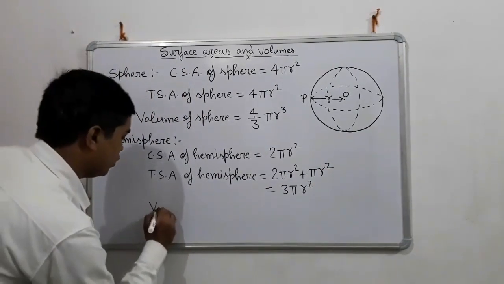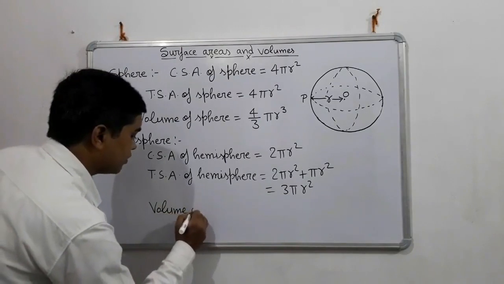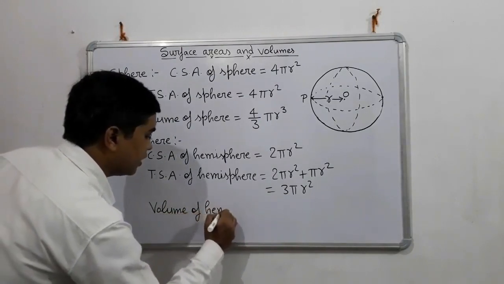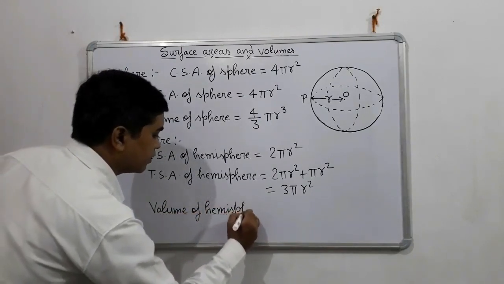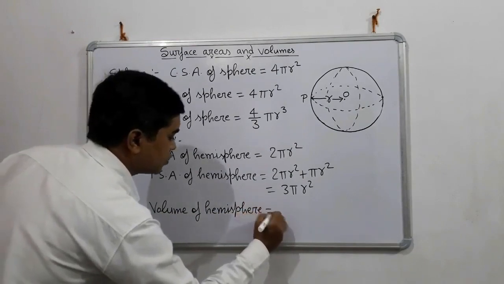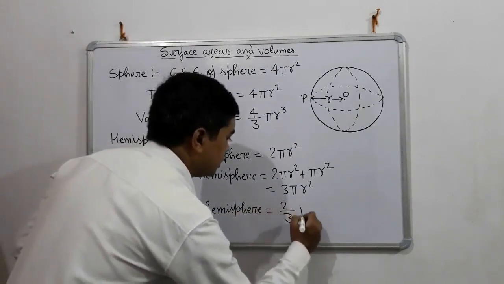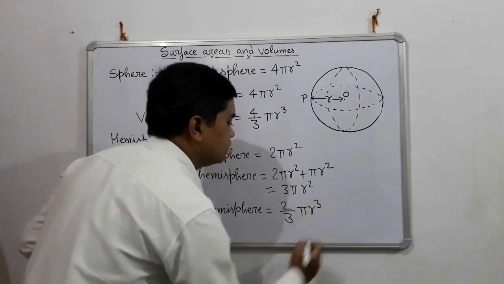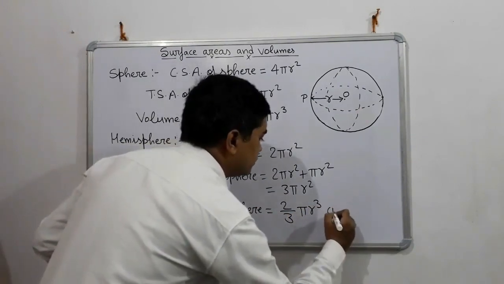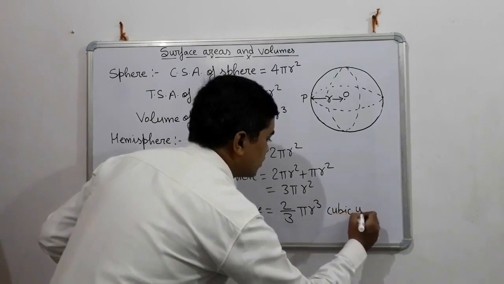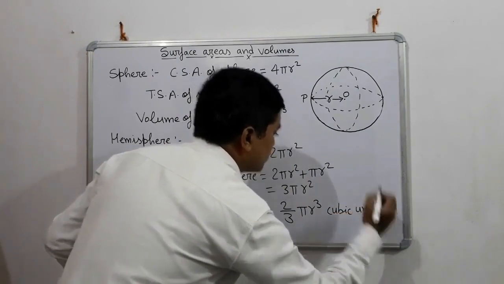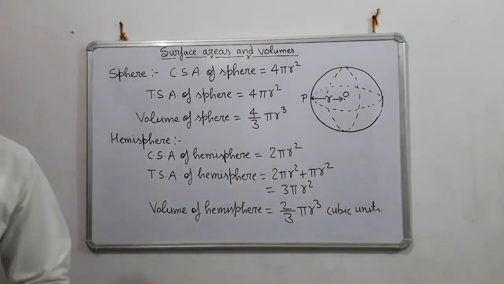And now volume of hemisphere. So volume of hemisphere is 2/3 pi r cube cubic unit. Okay. Thank you.